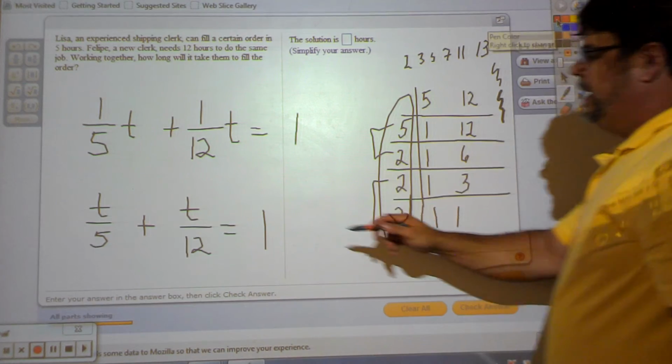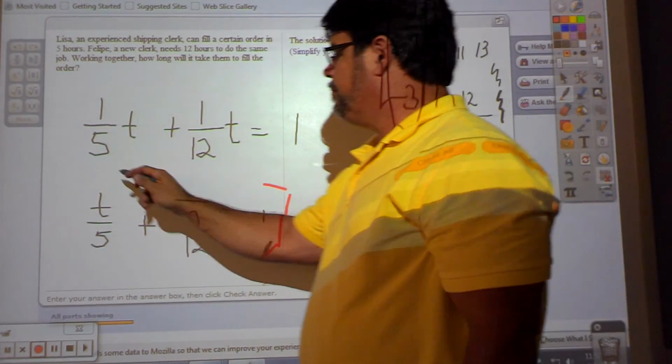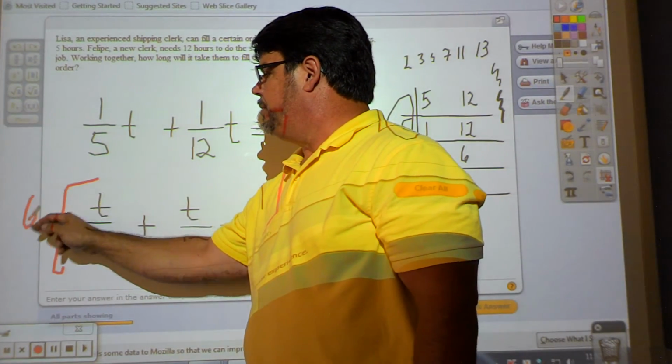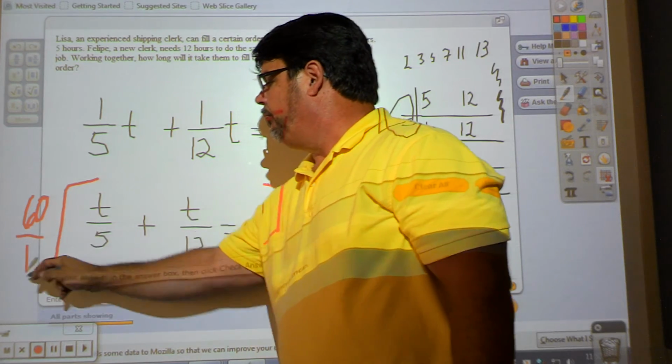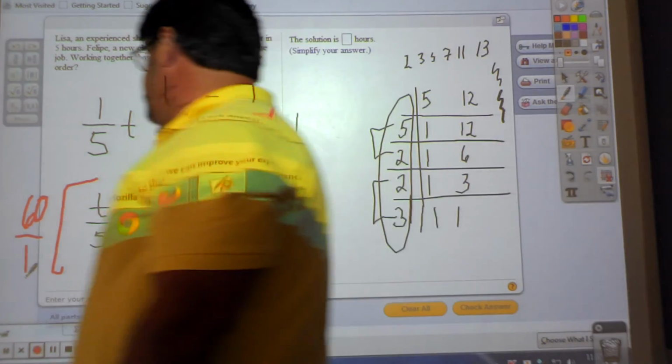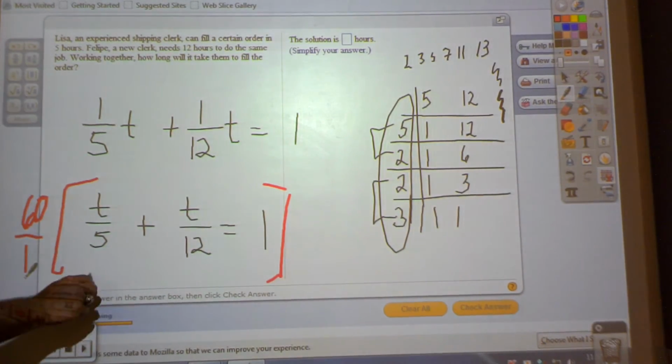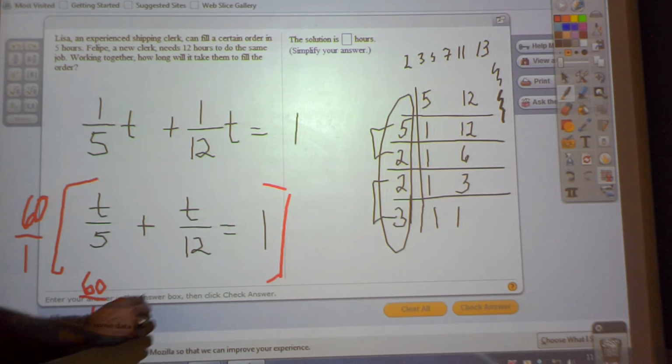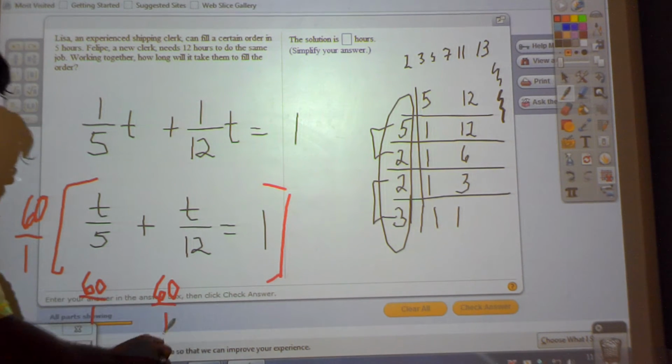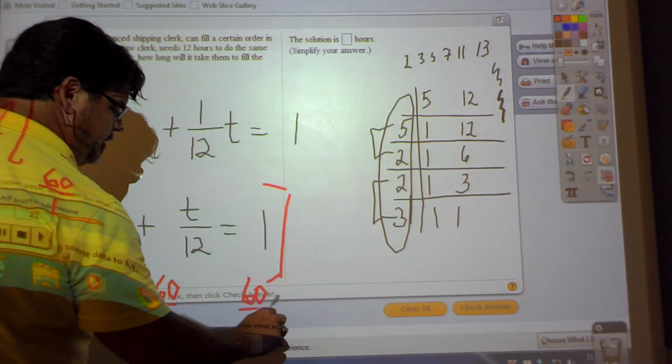So what are you going to multiply by? 60. 60 over 1. So put your baby step in there if you need it. 60 over 1.